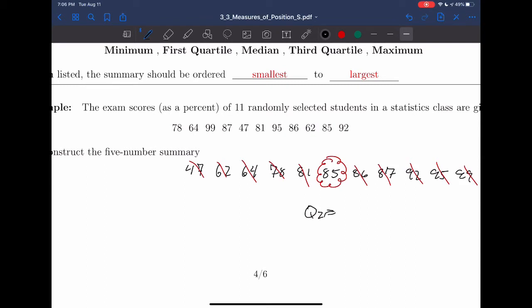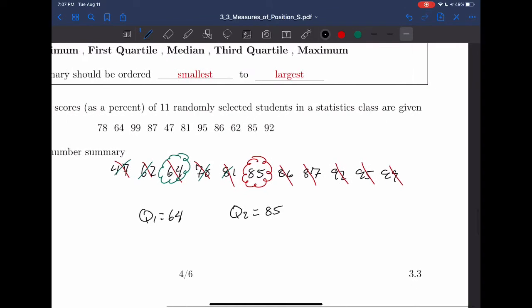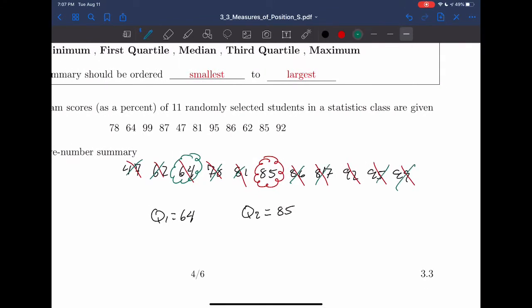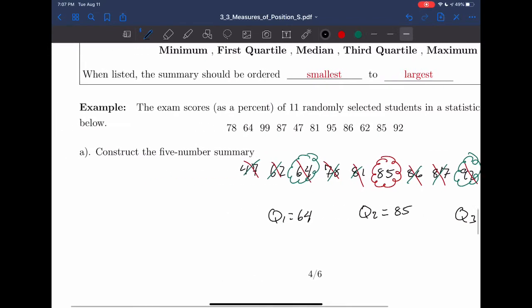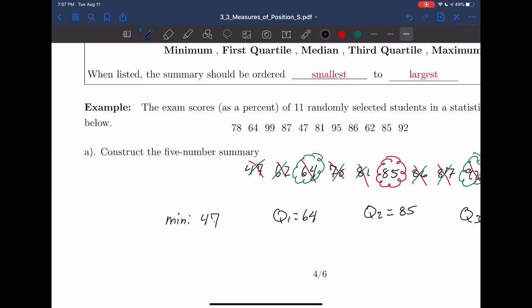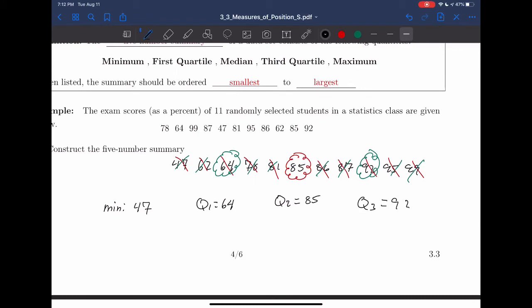Since this data set is pretty small, we're going to use method 1 to find the first and third quartile. In this case, the first quartile is 64, since it's the median of the lower half. And so the third quartile is 92, since it's the median of the upper half. And since 47 is the minimum and 99 is our maximum, we have computed the 5-number summary of our data set, and they're already from least to greatest.